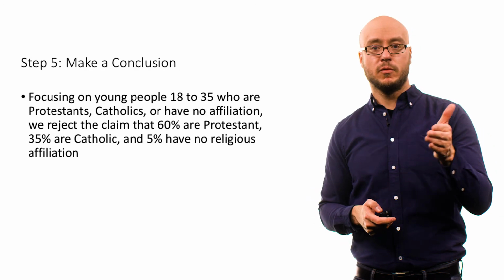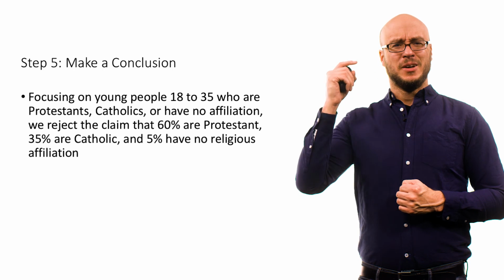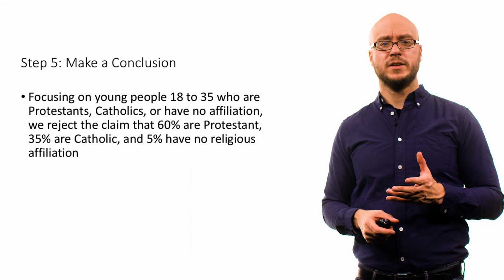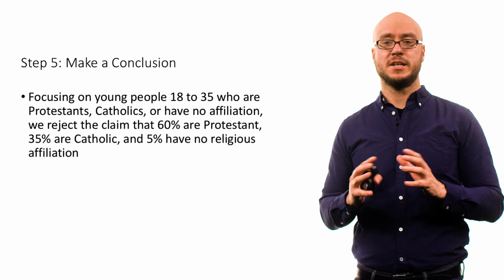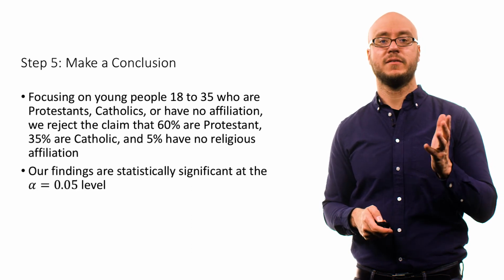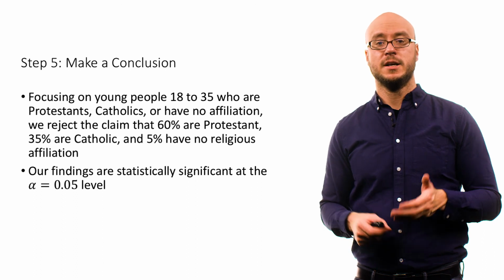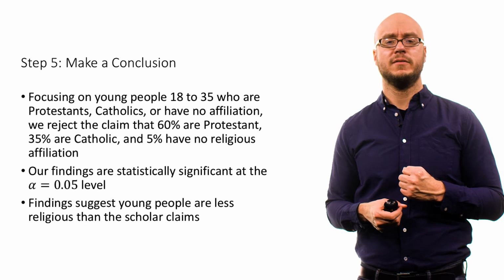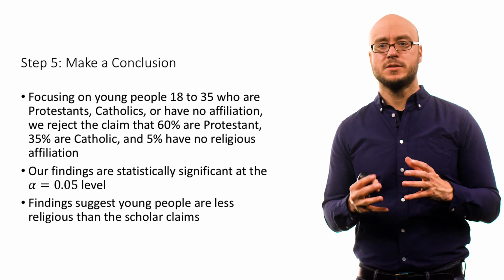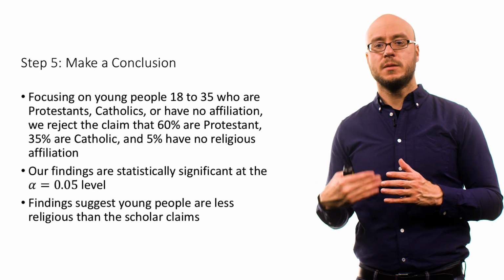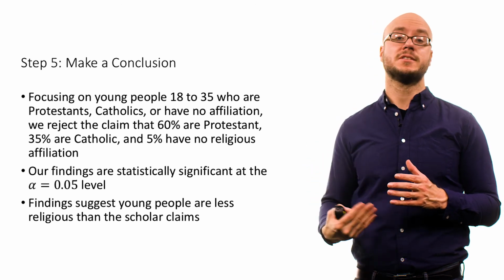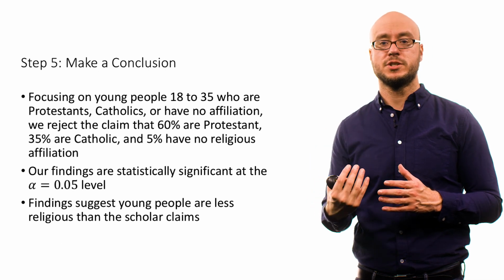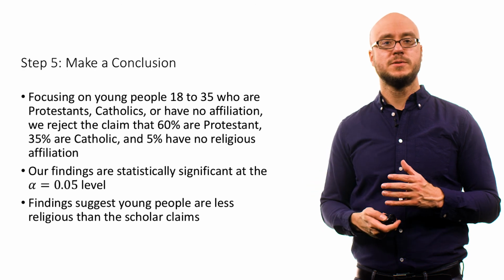In both of these cases, we reject the null. So focusing on young people aged 18 to 35 who are Protestants, Catholics, or have no affiliation, we're going to reject the claim that 60% are Protestant, 35% are Catholic, and 5% have no religious affiliation. These findings are statistically significant at the alpha equals 0.05 level. If you look at the expected and observed counts, you will see that these findings suggest that young people are much less religious than this scholar is claiming. You can see that the expected cell counts for those without a religious affiliation are much smaller than the actual observed counts.